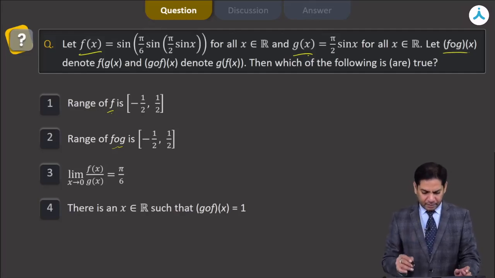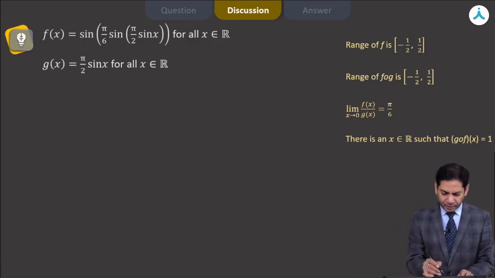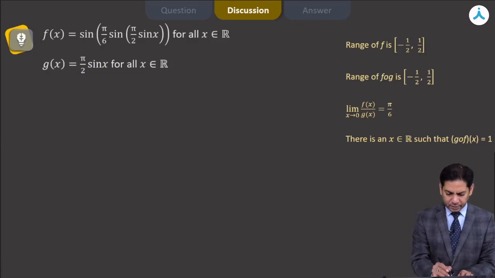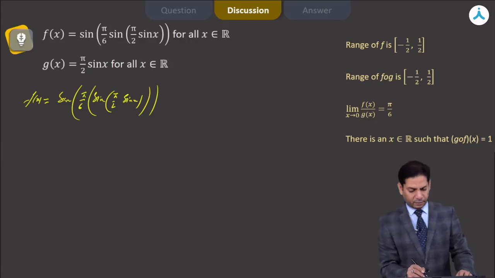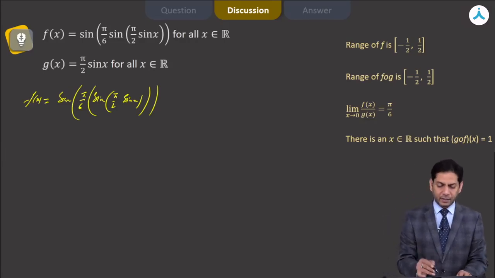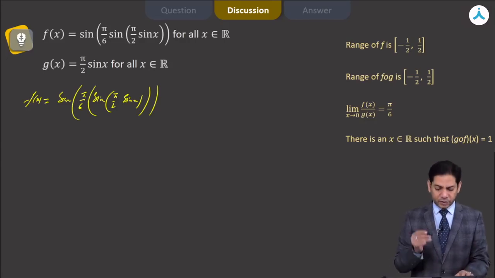Let's start by finding the range of f, that is the first option. Let's check that. The f of x function is f of x equal to sine of pi by 6 multiplied by sine of pi by 2 sine x. Now we are plugging in x from minus infinity up to plus infinity. In that condition, the set of values we get will be the range.